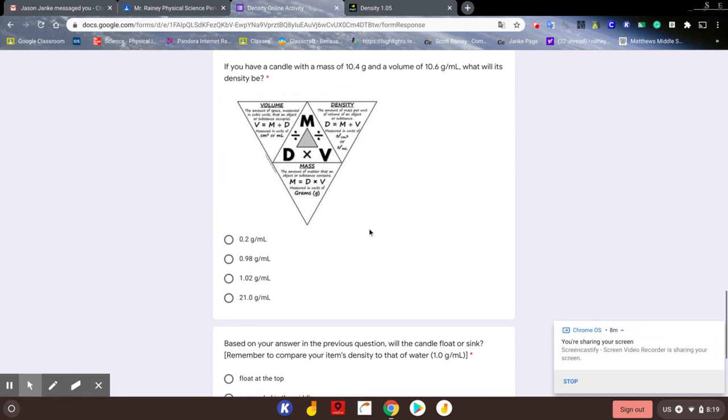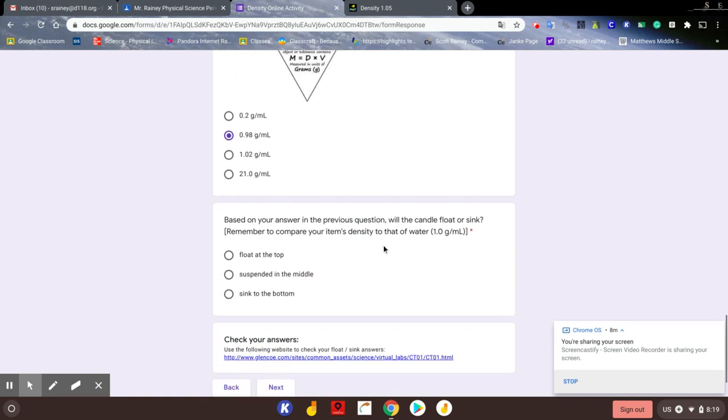Have a candle with a mass of 10.4 grams and a volume of 10.6 milliliters. So 10.4, which is my mass. Let's do this right. I'm going to divide that by my volume, which is 10.6. And I get 0.98. Okay. And again, this is pretty close to water, but because it's less than water, it's going to float to the top. Now, if it's exactly 1, then yeah, it's going to suspend in the middle, but it's not exactly 1. It's less than 1, so it will float to the top.